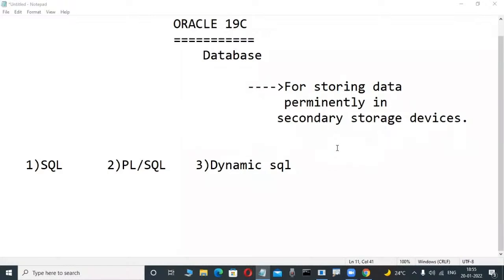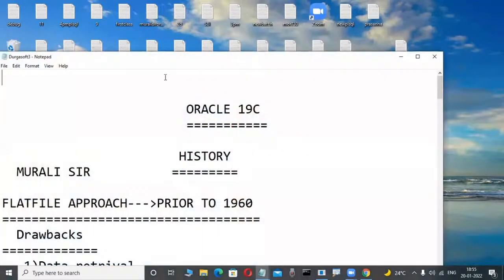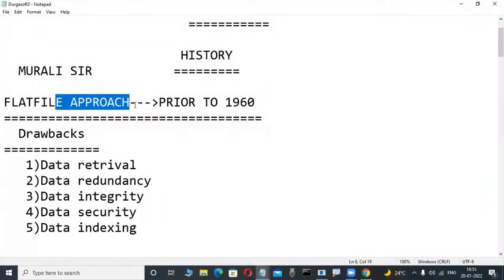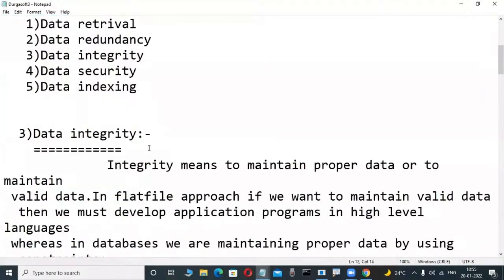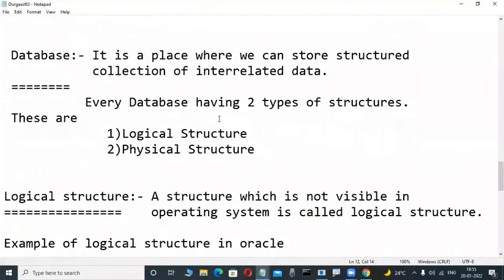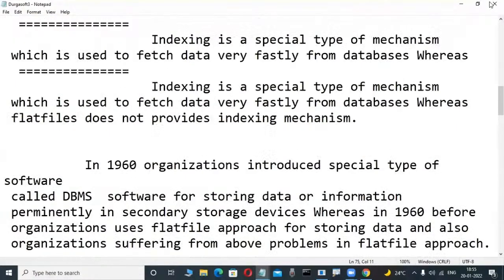In this course, we are covering SQL, PL/SQL, and dynamic SQL. On one of these days, we are also telling the history. In olden days the flat file approach was there, and what the drawbacks are, in the middle of the course we are learning. Then what is a database, and DBMS, RDBMS, what are the differences? These are all the things we are learning on these days.